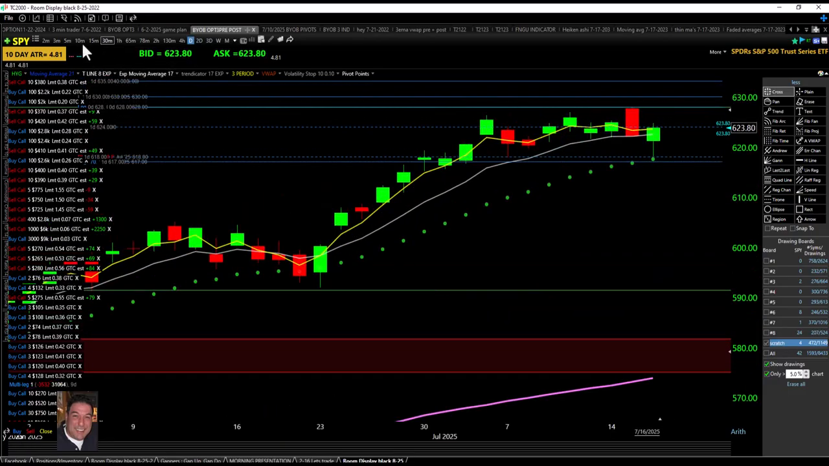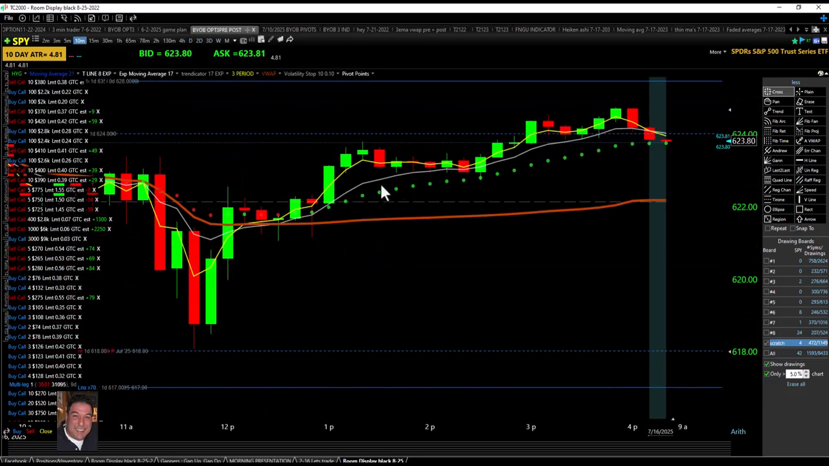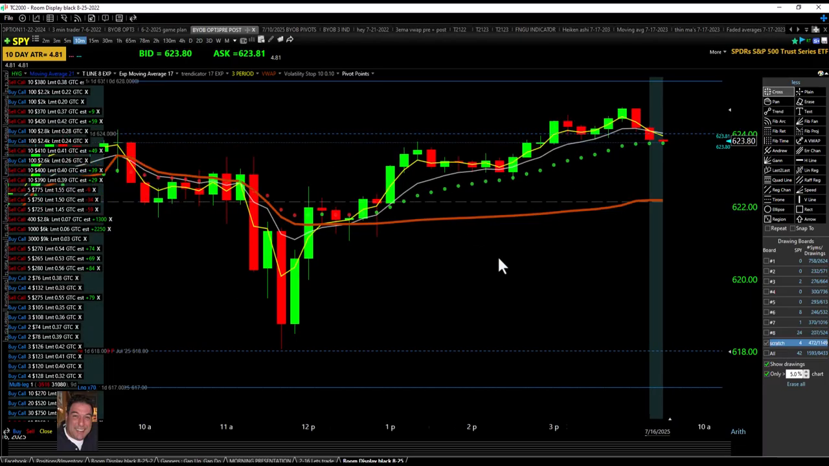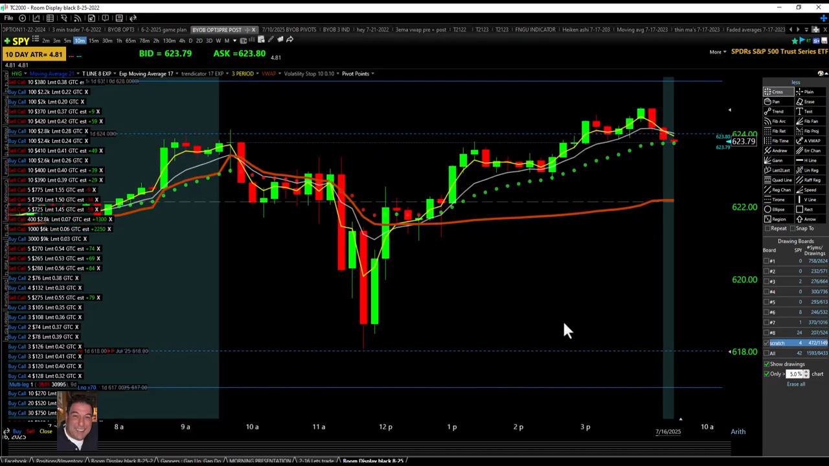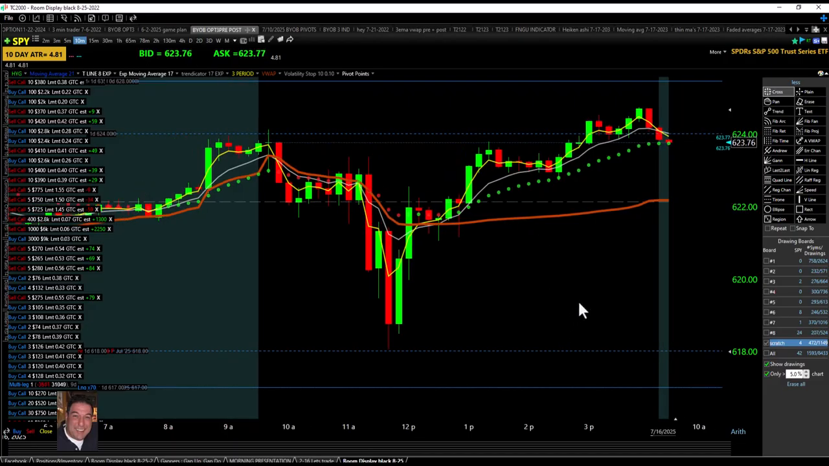I open up each day, and all I do is talk about a 10-minute uptrend over VWAP or a 10-minute downtrend under VWAP. Okay, we had a 10-minute downtrend under VWAP. We traded that there. And then we had a 10-minute uptrend over VWAP. We traded that back up there. Okay, so we had both sides. 10-minute downtrend, 10-minute uptrend.